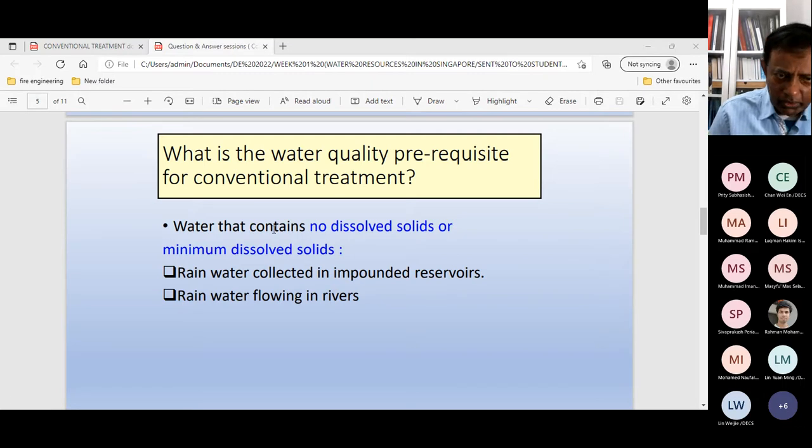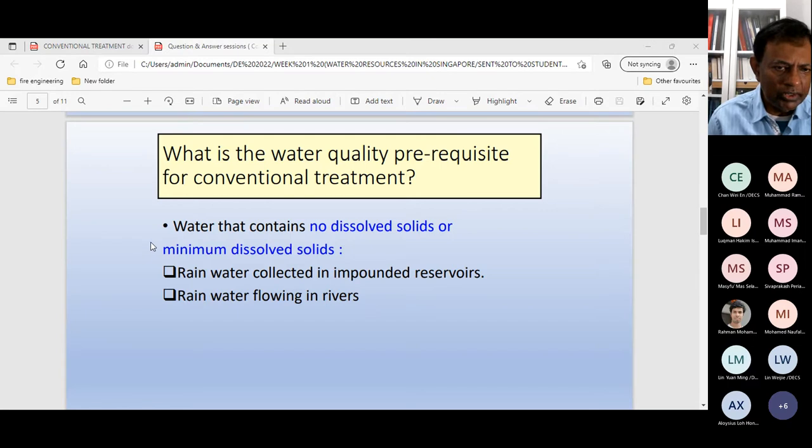Okay, what are the water quality prerequisites for the conventional treatment? Water that contains no solids or minimum dissolved solids. The rainwater collected in impounding reservoirs, and rainwater flowing in rivers, also have similar characteristics. Which means they also have very low dissolved content, so they can be utilized for the conventional treatment.